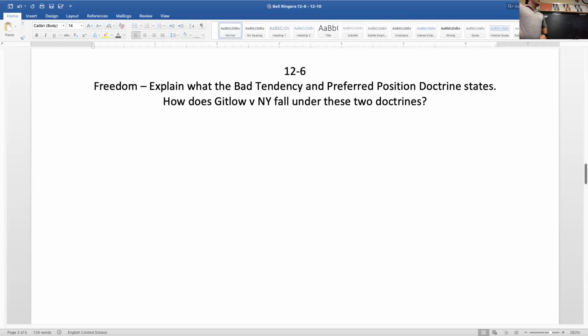All right, so what do we have here? Jeffrey, what do you have for your response to this bell ringer? I have that the Gitlow and New York doctrines allow the 14th Amendment to be held to the constitutional information, and it will be extended to the First Amendment for providing protections to freedom of speech and freedom of the press that were not previously applied by the United States government.